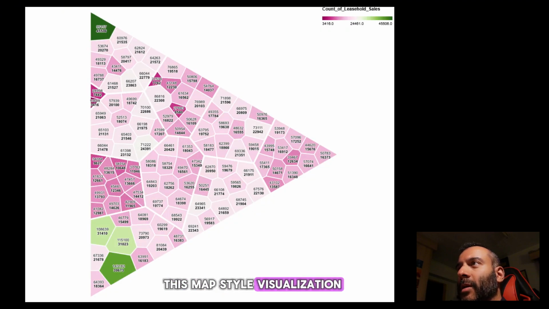This map style visualisation breaks down the country into smaller areas. Each cell shows how many leasehold transactions happened in 2024. The colour scale is key here. Lighter colours mean fewer leasehold sales, and darker, more intense colours mean higher volumes. So straight away you're not just looking at averages, you're looking at actual transaction concentration.